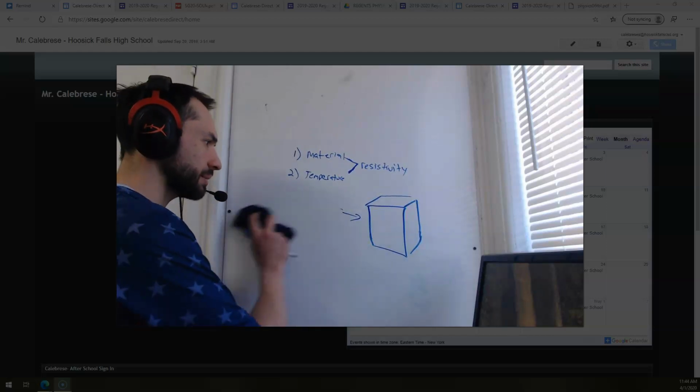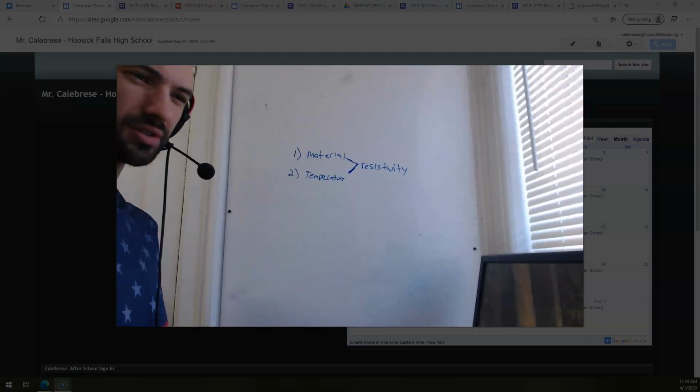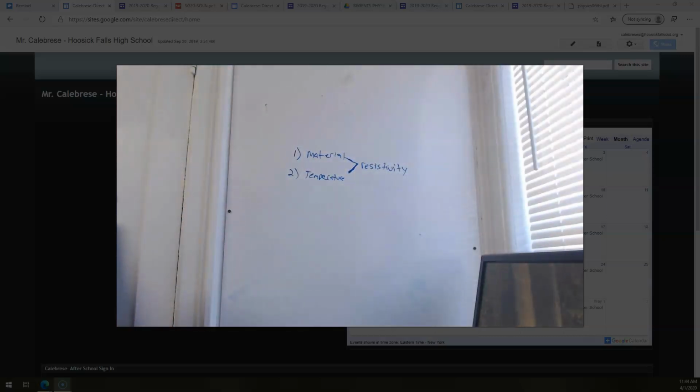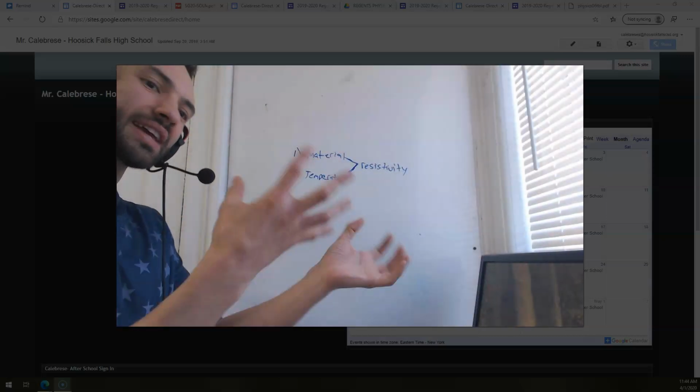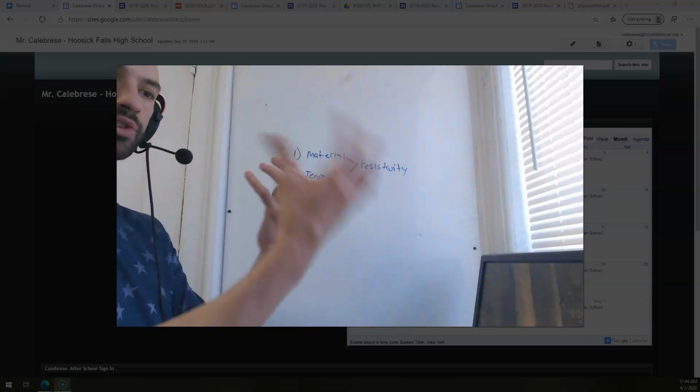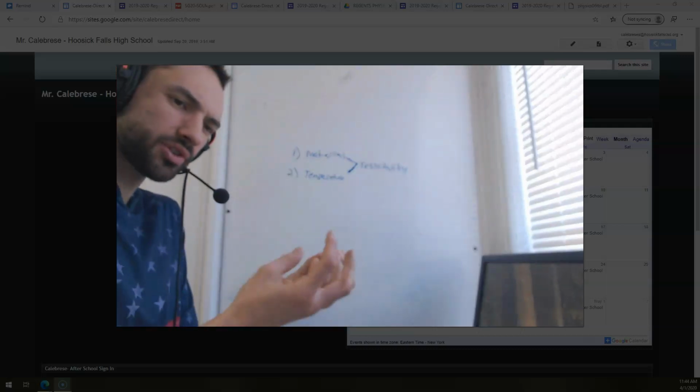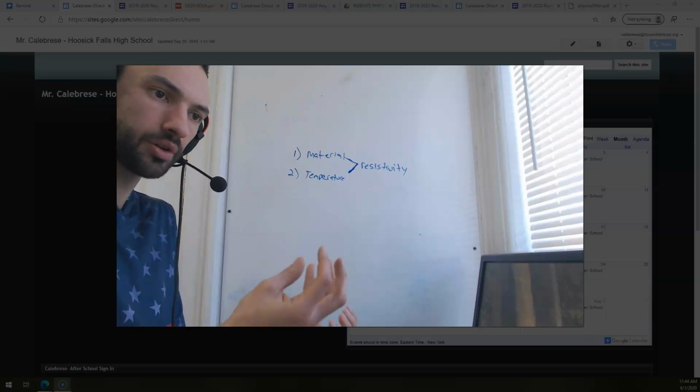How is it affected by temperature? Well, what is temperature? Temperature is the average kinetic energy of the stuff. It's like how much they're moving around. When we have a really high temperature, stuff moves around a lot. And when we have a low temperature, stuff is kind of still and it moves much more slowly.